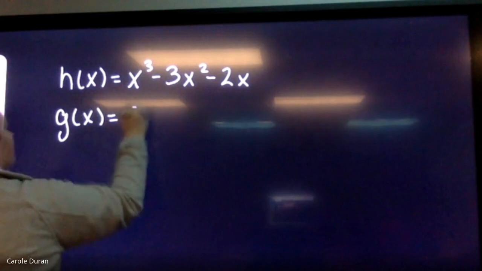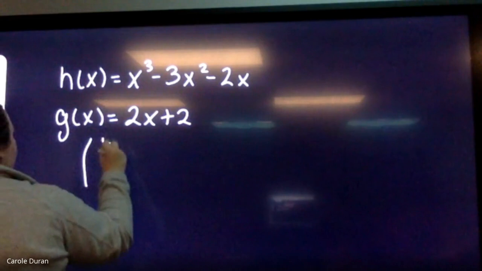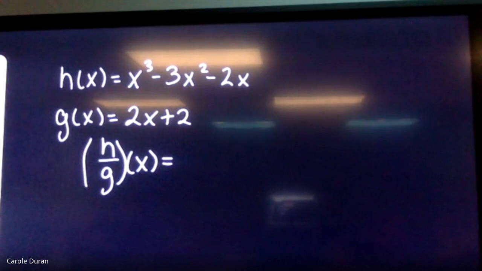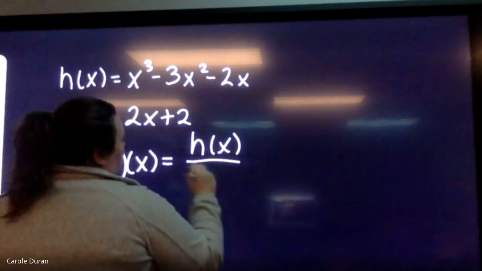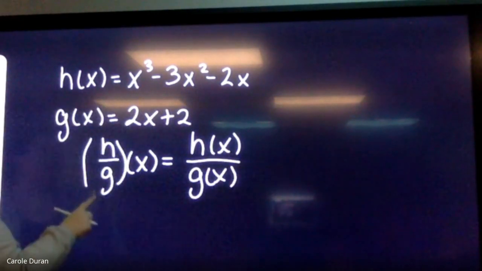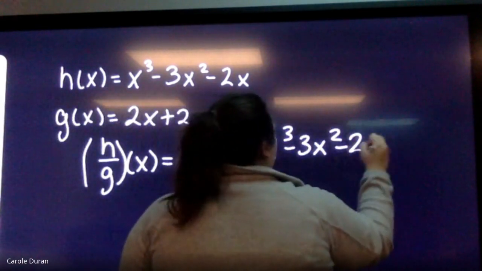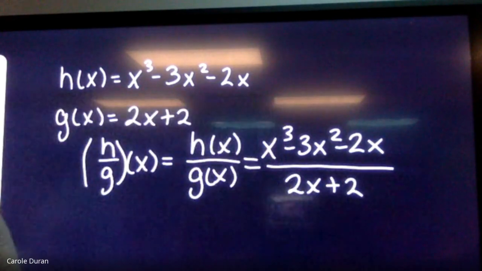And then I would like to find h divided by g of x. So now we've got division. The really cool thing about division is that you really just have to write the top function over the bottom function, and then that's it. So this one is going to be my h function over my g function, because that's how it's written in the problem. And then I just go ahead and write what those functions are. And then I'm done.